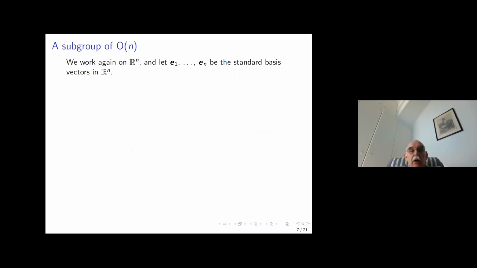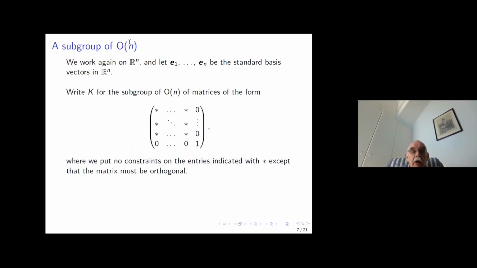I'm now going to work in R^n, and I'm going to let e_1 up to e_n be the usual basis vectors. And I'm going to look for a subgroup of the orthogonal group. This subgroup I'm going to call K, and it's going to consist of all the matrices of this form. Where I've written a star, I can put in anything, as long as I end up getting an orthogonal matrix. But where I put in a 0 or 1, then I have to have a 0 or 1.